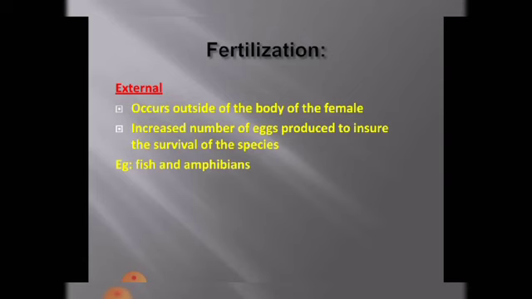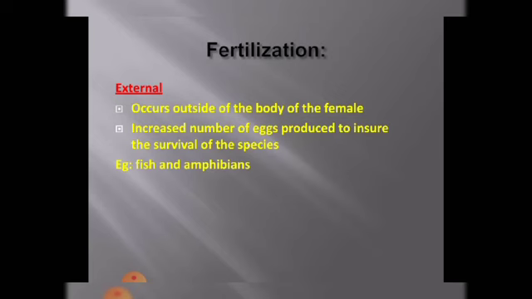So we'll see what external fertilization is. As the name suggests, it occurs outside the body of the female and increases the number of eggs produced to ensure the survival of the species. You might have seen that fishes and frogs lay thousands of eggs, but only hundreds may survive. So in external fertilization, the number of eggs produced will be maximum, but the survival ratio will be less.